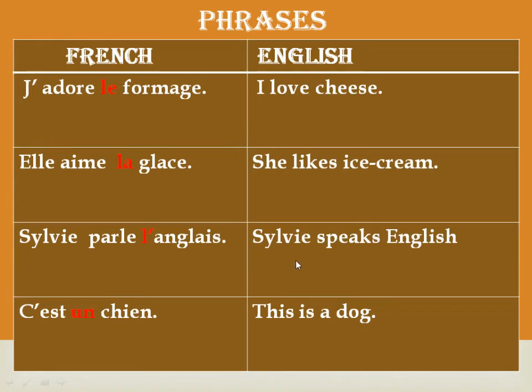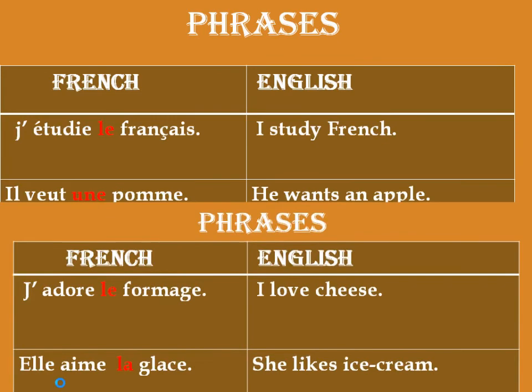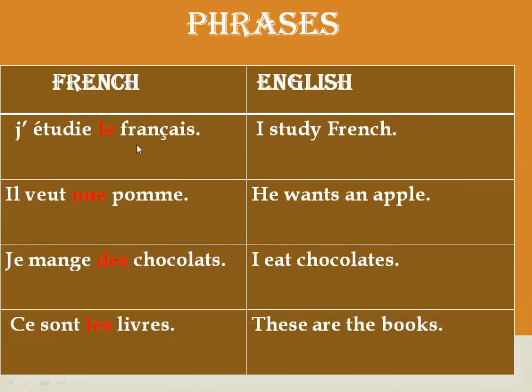Sylvie parle anglais. Sylvie speaks English. We have dropped the vowel of the article because A is a vowel, so two vowels cannot come together. So we have dropped the vowel and replaced it with an apostrophe. C'est un chien. This is a dog. Chien is masculine, so we have used un as an article. J'étudie le français. I study French. Now, français is masculine, that's why we have used le.